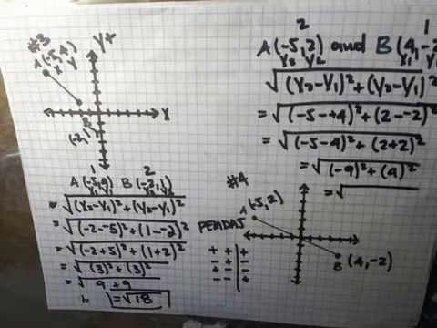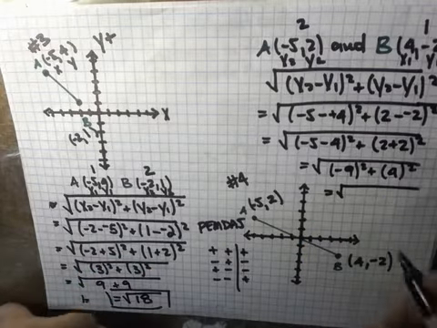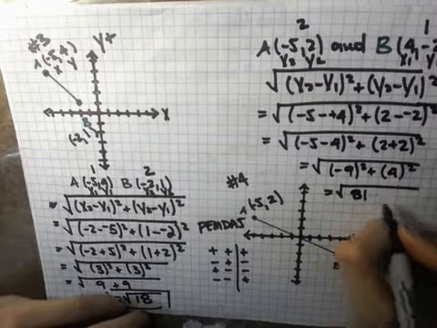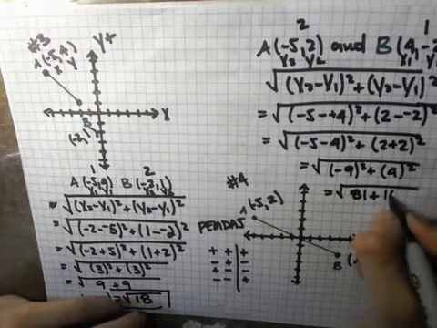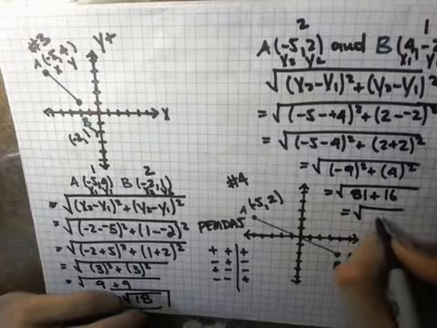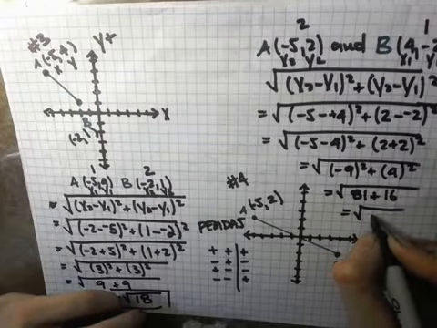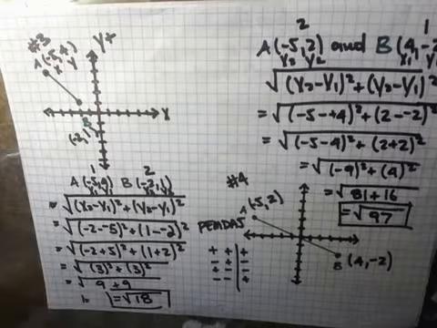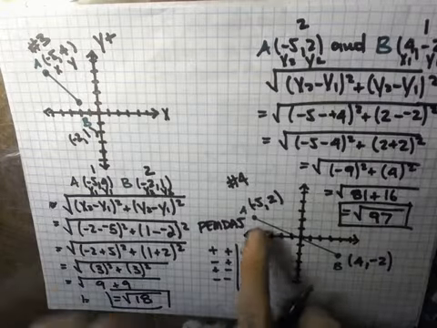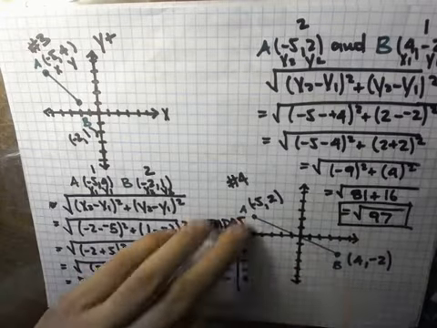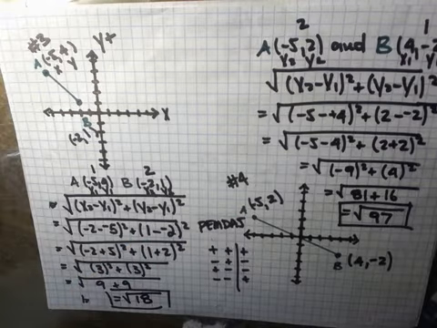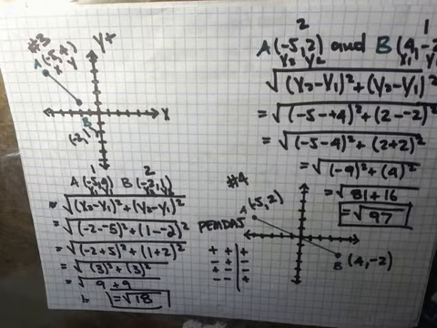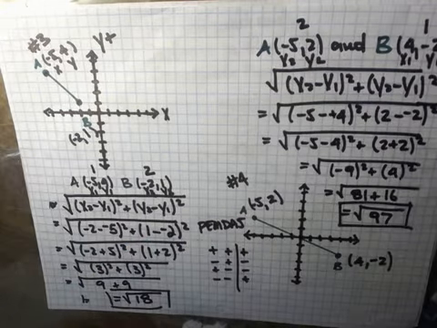-9 times -9, 9 times 9 is 81. A negative and a negative is a positive, so we're left with 81. 4 times 4, 16. Gives us a final answer of 97. And that is the distance between the 2 points, A and B. The distance formula makes it really easy to find the distance between 2 points.